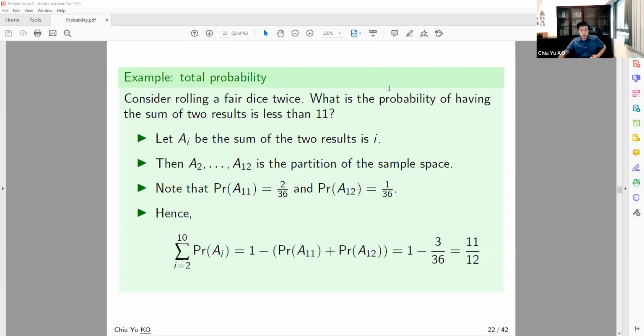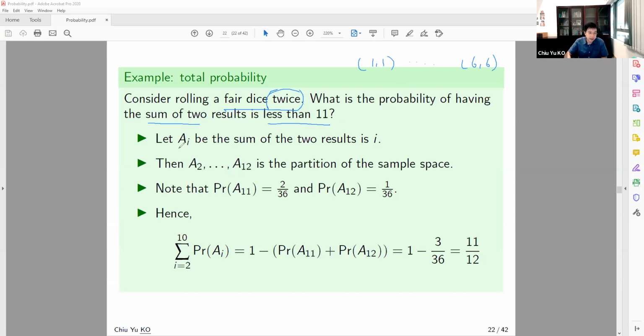So again, we roll a die, but now we do it twice. And we want the probability that the sum is less than 11. How do we go about that? Of course we can list 1 1 and so on, a sample space of 6 times 6, so 36 outcomes. But that will not be smart enough, so we will do something smarter.